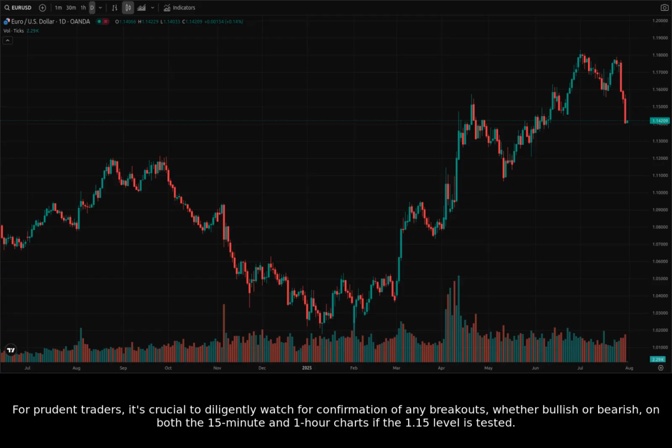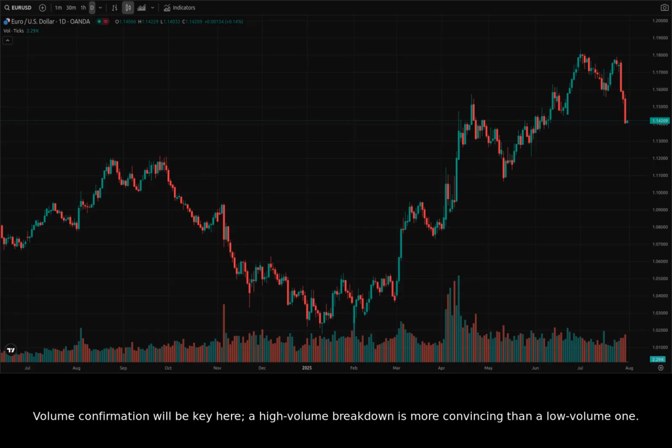For prudent traders, it's crucial to diligently watch for confirmation of any breakouts, whether bullish or bearish, on both the 15-minute and 1-hour charts if the 1.15 level is tested. Volume confirmation will be key here. A high-volume breakdown is more convincing than a low-volume one.